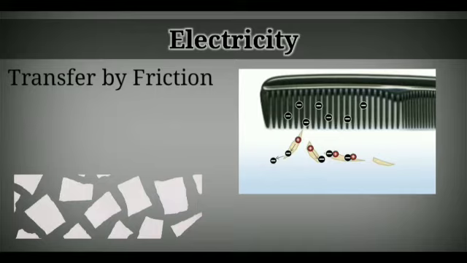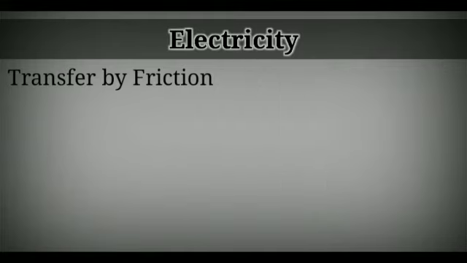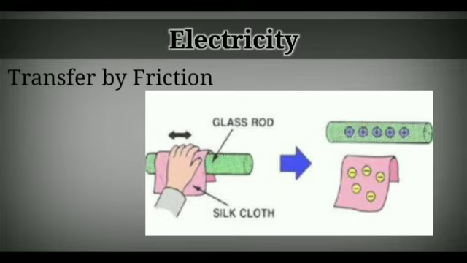While combing hair, charges are transferred from the hair to the comb due to friction. From this, it is clear that charges are transferred by friction. A similar effect can be seen when we rub a few materials with one another. When a glass rod is rubbed with silk cloth, the free electrons in the glass rod are transferred to the silk cloth. It is because the free electrons in the glass rod are less tightly bound as compared to the silk cloth.